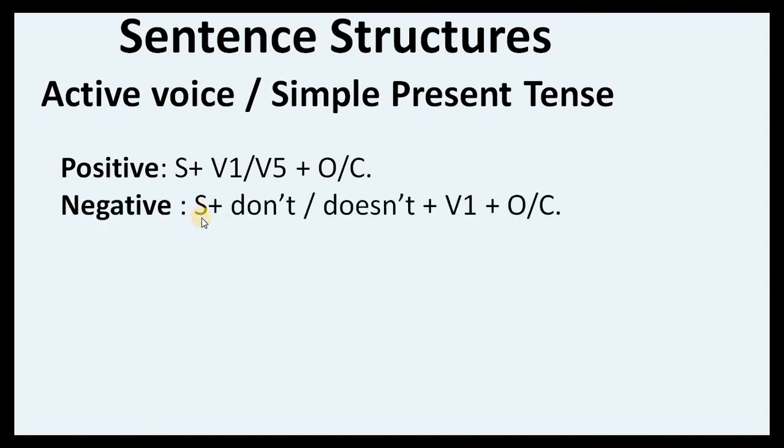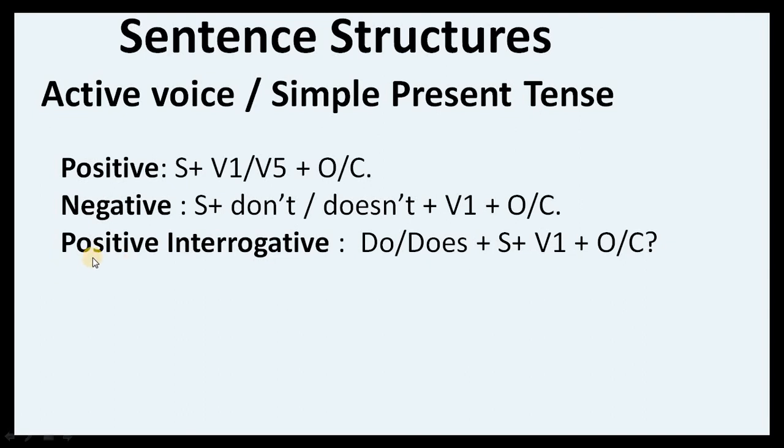Okay. Negative. So subject plus don't and doesn't. Now these 2 things are our helping verbs. Main verb is V1, present verb. Okay. And here we have to go for object or complement. So I, we, you, they, don't. He, she, it, doesn't. Singular noun, doesn't. Plural noun, don't, as a subject.